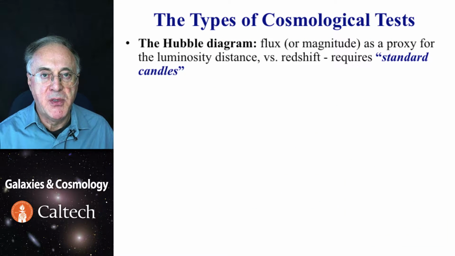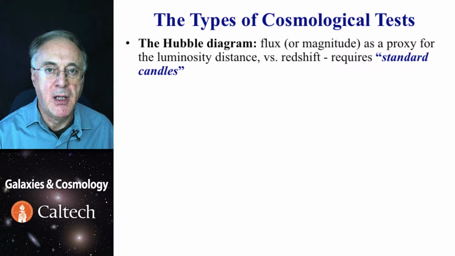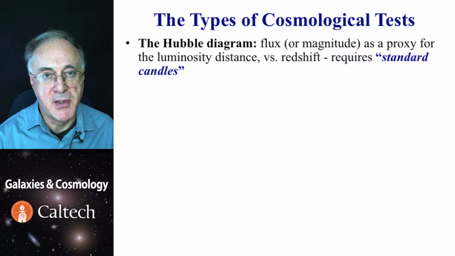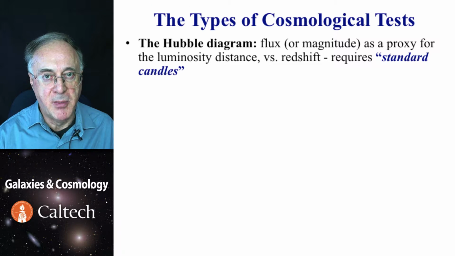There are several types of cosmological tests. Ultimately, we have to measure distances somehow. The first one was introduced by Hubble, and that's the Hubble diagram. The slope of the Hubble diagram is the Hubble constant. Deviations of the trend with redshift are dependent on cosmological parameters. So it's the curvature of the Hubble diagram that is really a cosmological test.